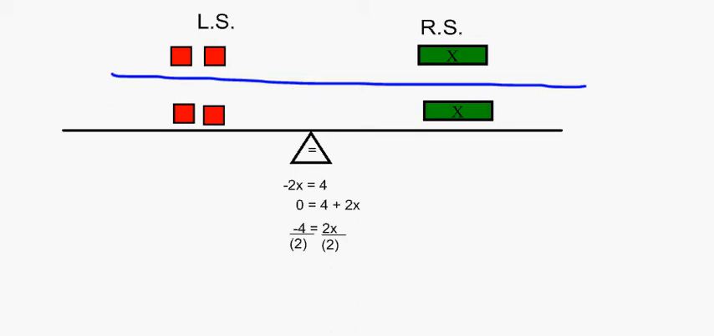And so now I get negative 4 divided by 2 is equal to 2x divided by 2. My 2's are going to be able to cancel. Negative 4 divided by 2 is negative 2, so my work would look like this. Negative 2 equals 1x, or x. And so that's the same answer we had, just using it in a different way.